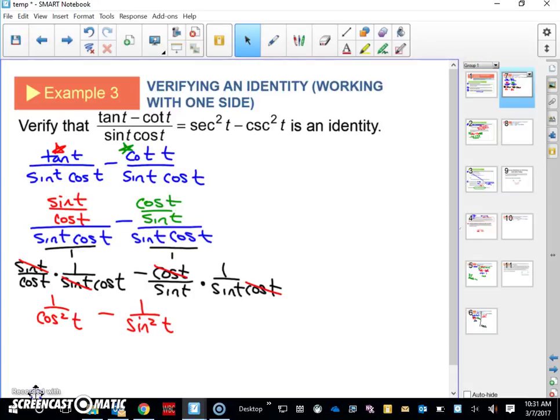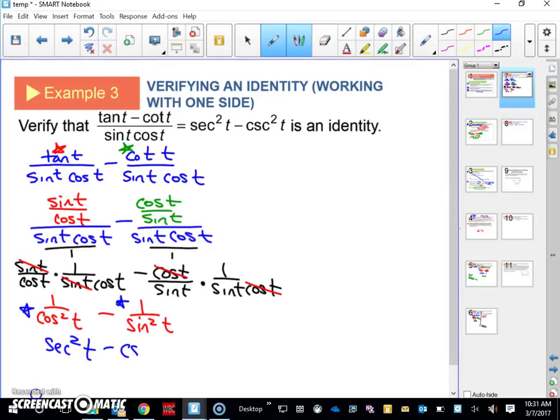Now, every time I clean something up, I'm going to look back at the other side and see if I can make those two the same. And maybe you see it right now. I know 1 over cosine is secant. So this is going to be perfect. I can see that 1 over cosine squared is equal to secant squared t, and 1 over sine squared t is going to be cosecant squared t. That's a perfect match. Secant squared t minus cosecant squared t. That's what I want.